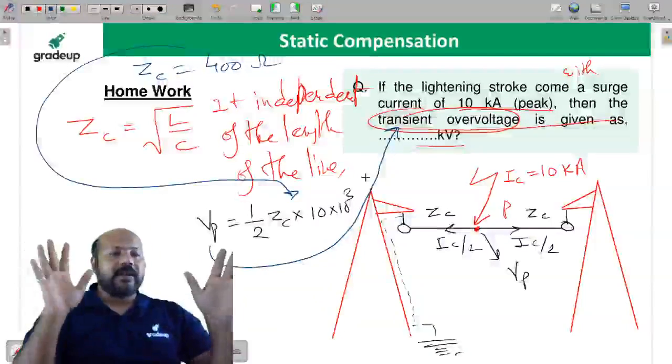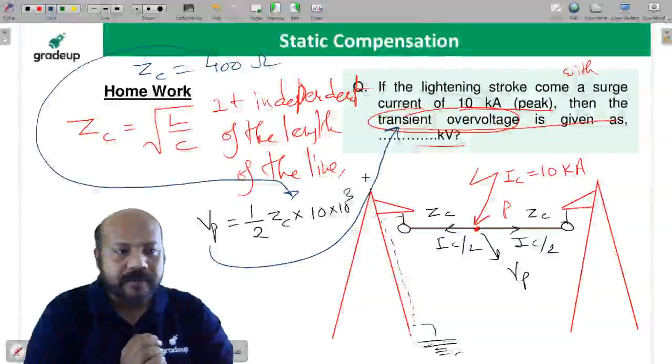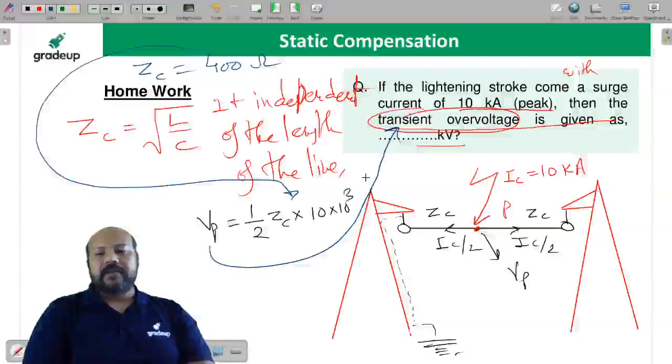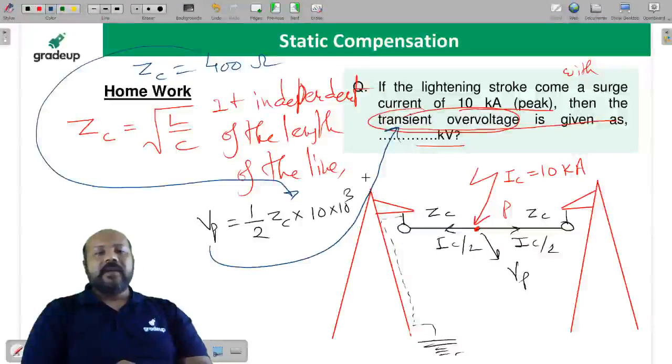Now all of you just tell me in the comment section, are you getting this idea or not? Are you comfortable? Yes, Rajkumar Singh, you are right. Are you comfortable? Can we proceed?